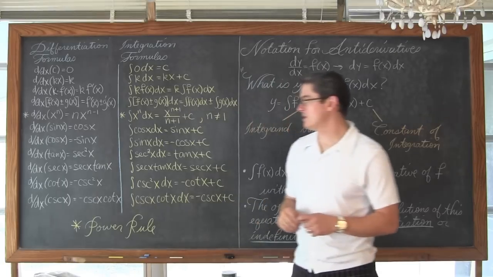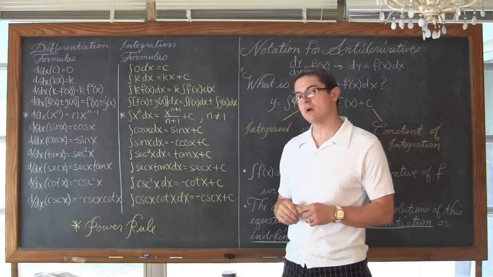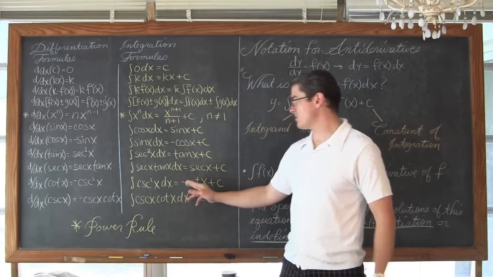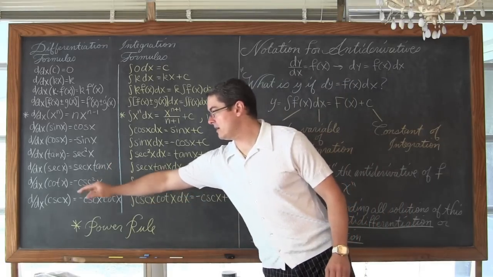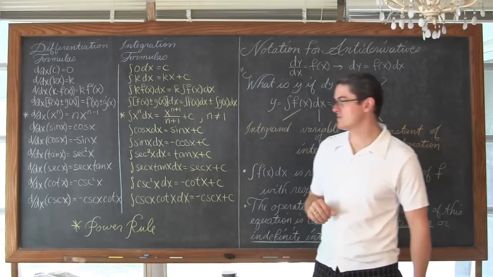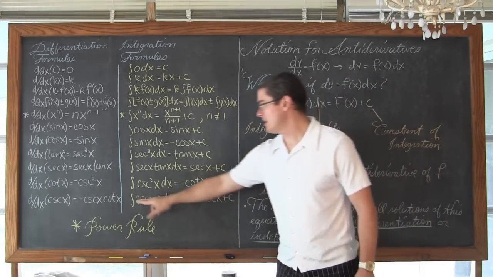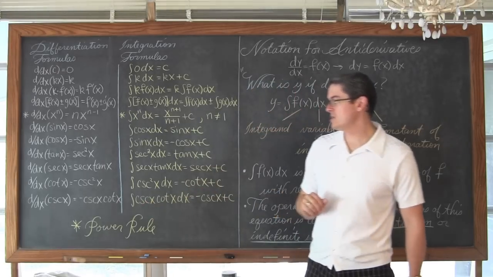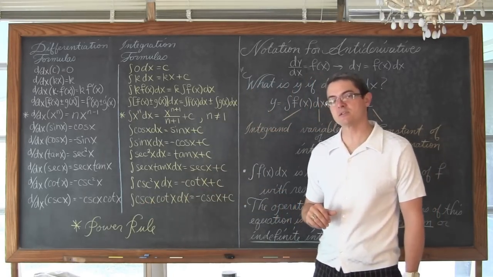Cotangent gives us negative cosecant squared with derivative, so the integral of cosecant squared x dx is equal to negative cotangent x plus c. And again, the same thing here with the cosecant function, which gives us negative cosecant times cotangent when we do derivatives. The integral of cosecant x cotangent x dx is equal to negative cosecant x plus c.